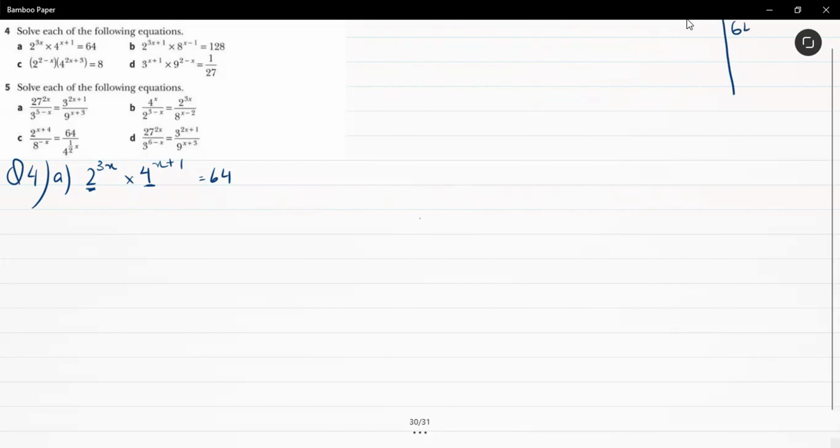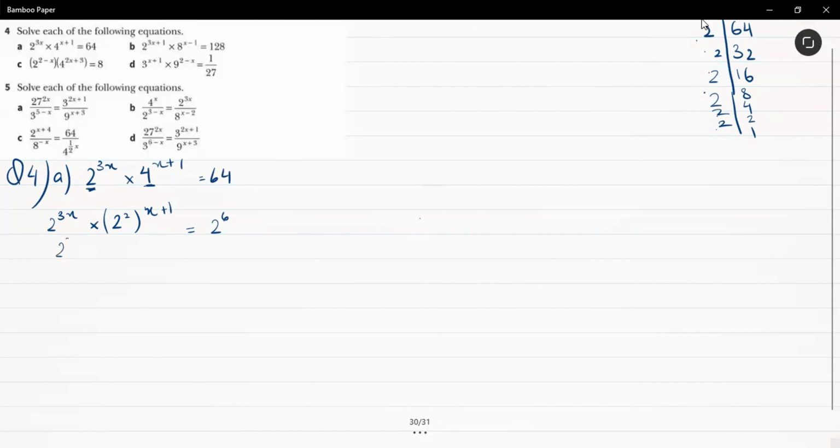If we take out the prime factors of 64 in terms of 2: 2 threes are 6, 2 twos are 4, 2 fours are 8, and 2 ones are 2. Okay, so that is it for the prime factors of 64. So we can say 2 raised to the power 3x multiplied by 4. Instead of 4, we can write 2 squared. 2 squared raised to the power x plus 1 is equal to 2 raised to the power 6.